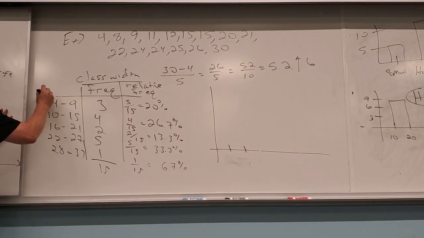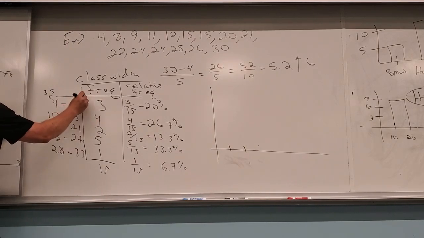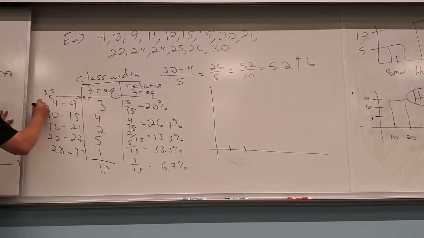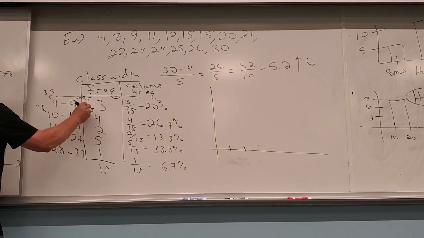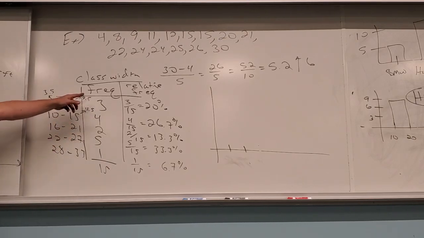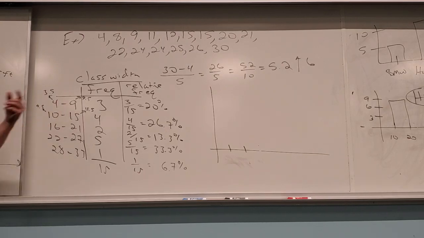If I go down a half and up a half, down a half and up a half, you guys see how these overlap at 9.5 now? No gaps. These are the limits. These are the boundaries. So if I go boundaries, the boundaries line up. There's no gaps.